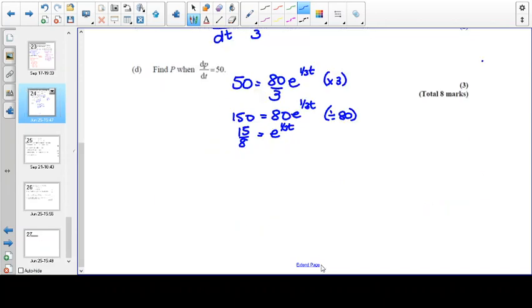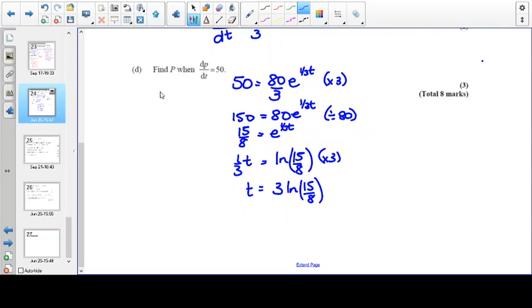So this is now in the right form. So I can say a third t equals log to base e, so natural log of 15 over 8. So t is 3 times the natural log of 15 over 8. Now we've worked out what t is when dp by dt is 50.